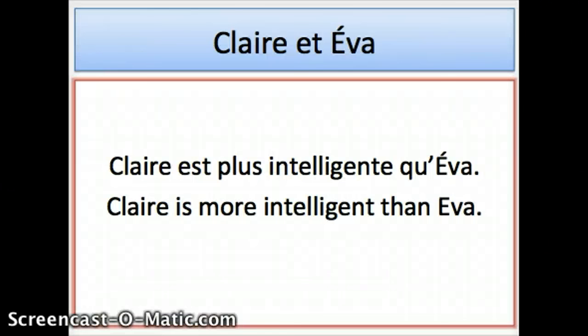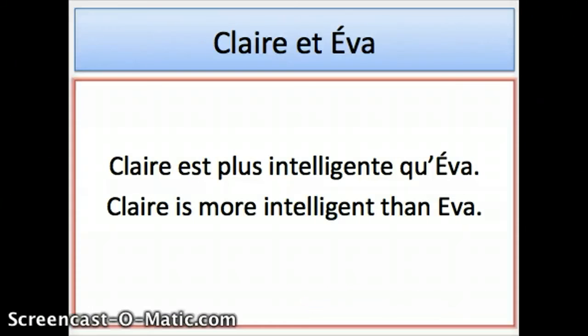Okay, so here we go. The first thing I'm going to do is show you 4 examples using plus que. I want you to take special note that the plus and que go right around the adjective, and we always have to remember in French to make agreement on the adjective according to number and gender of the person, place, or thing that's being described.